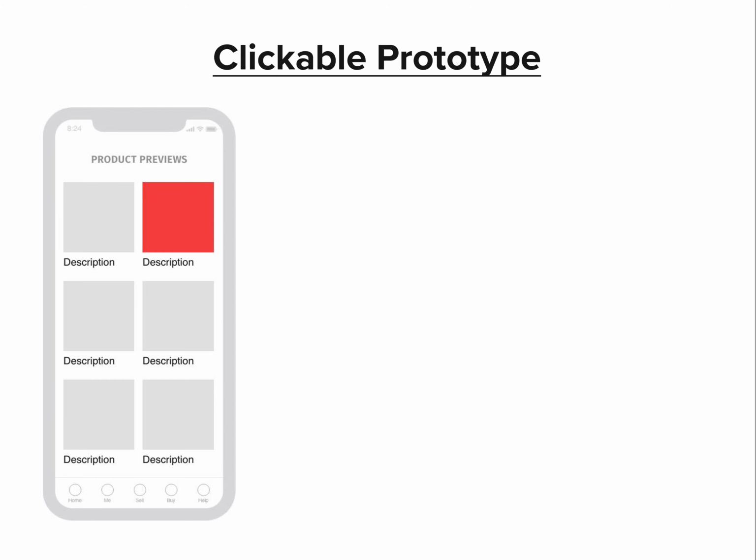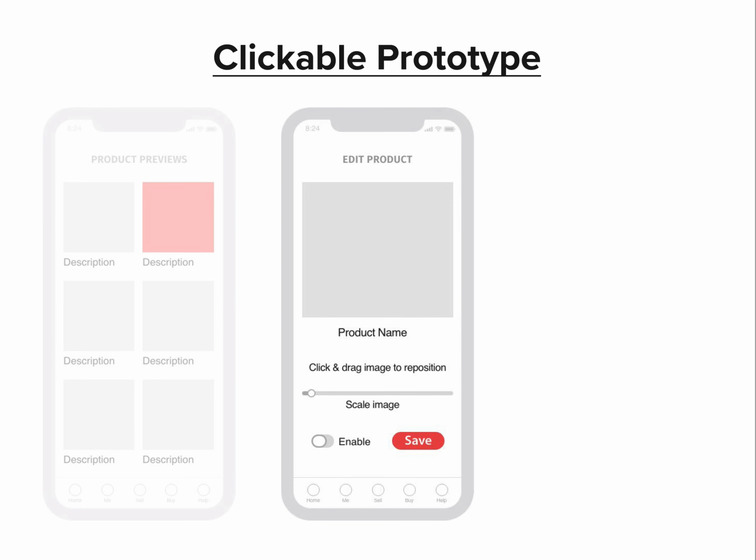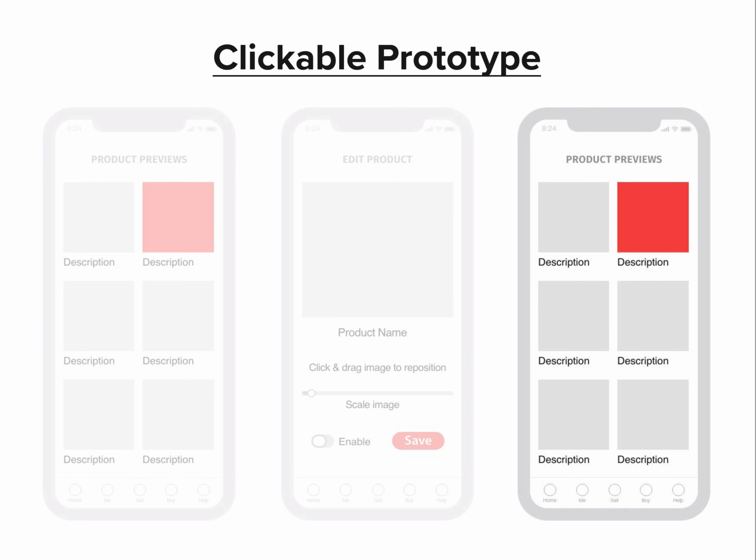This will then preview your image on all available products. To edit a product, just click on the image. On the Edit Product page, you can reposition your image on the product via clicking and dragging and scale it via the slider. To enable the product for sale, click on the Enable button, then Save. You'll now return to the Product Previews page where you can click on another product to edit it, or use the static menu at the bottom of the screen to choose your next destination.